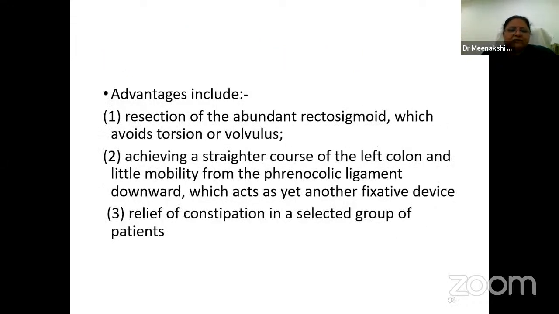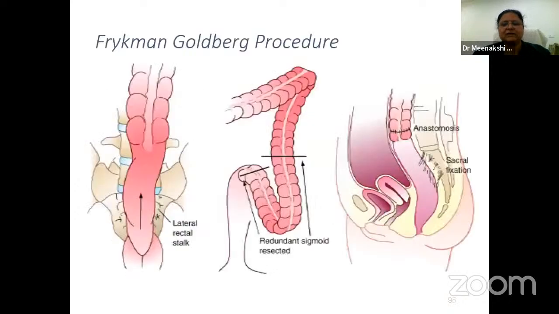Now the advantages of this resection rectopexy: the resection of the redundant rectosigmoid avoids torsion or volvulus, achieving a straighter course of the left colon, and there is little mobility from the phrenocolic ligament downward, which acts as another fixative device, and there is relief of constipation in a selected group of patients. Okay, so this selection of the type of surgery that you are going to do is very important.